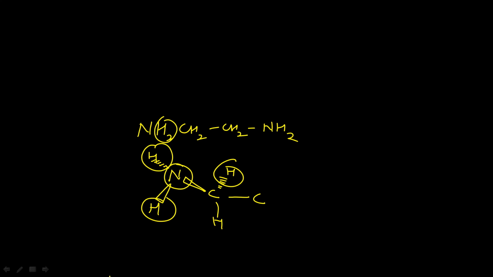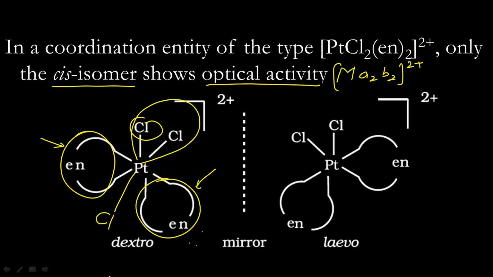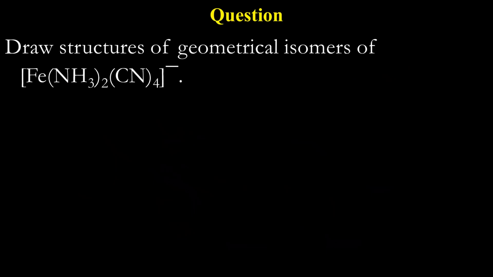That's why whenever we consider En, the answer is slightly different. You don't follow the same approach as you did in normal structures. So the cis isomer shows optical activity, not the trans isomer here.